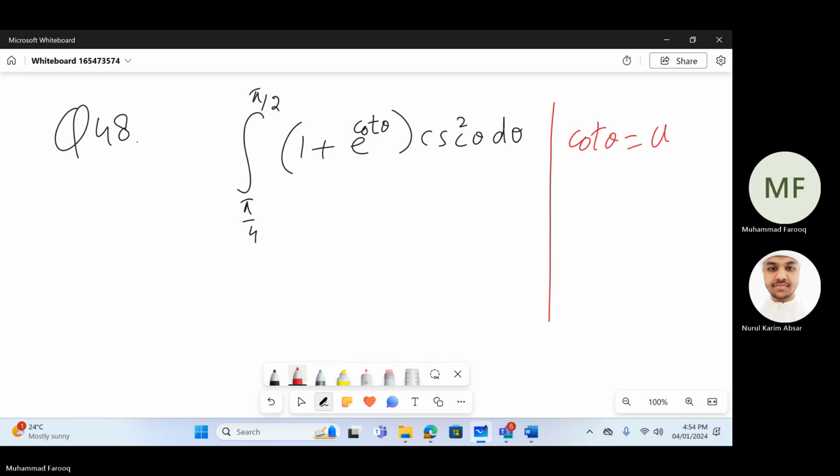Cotangent theta is u. What is the cotangent derivative? Negative cosecant square theta d theta, that is u differential du. Now, if you compare your calculation with the question, it's almost the same; the only difference is that we have a minus sign here, but in the question there is no minus sign. So what you can do, you can transfer this minus sign to the other side. So now it's very clear that cosecant square theta d theta is negative du.